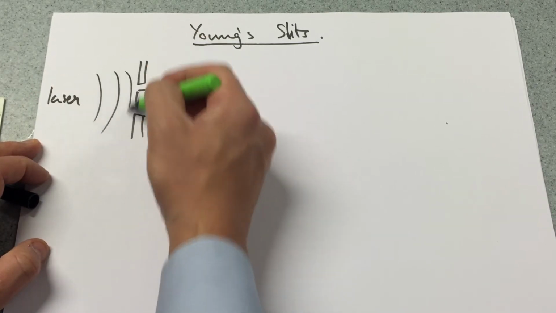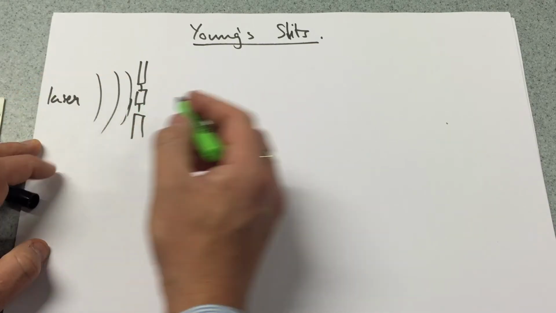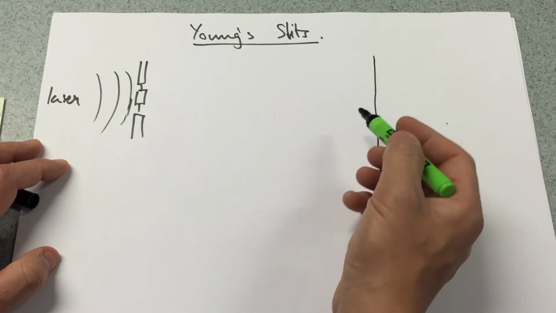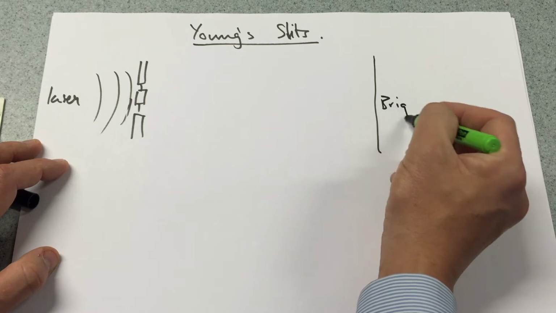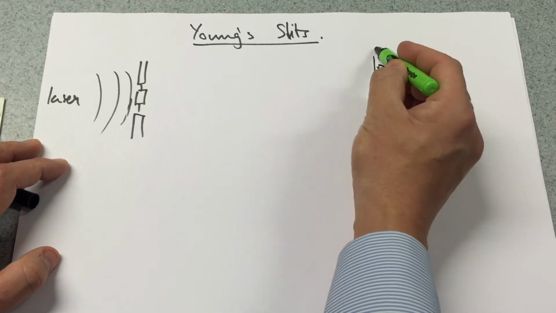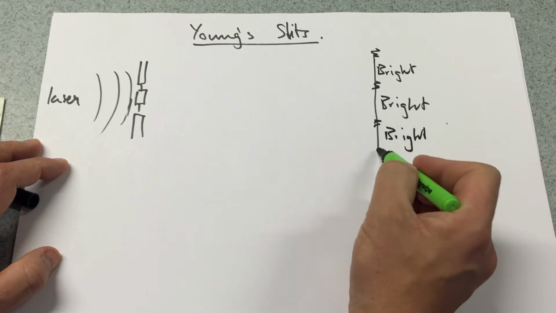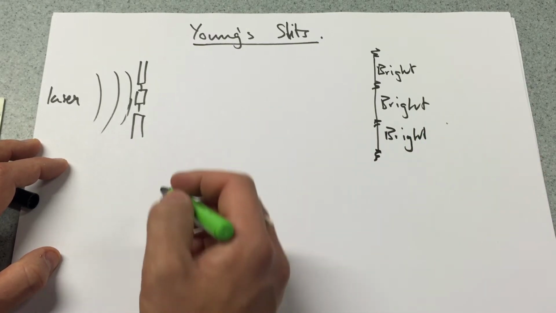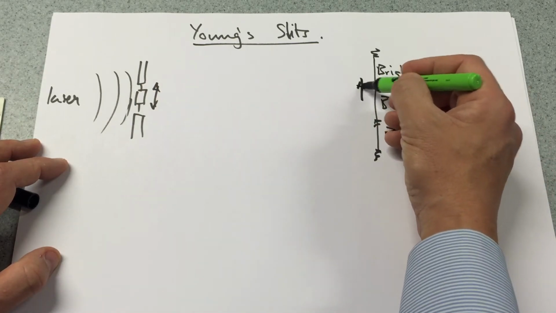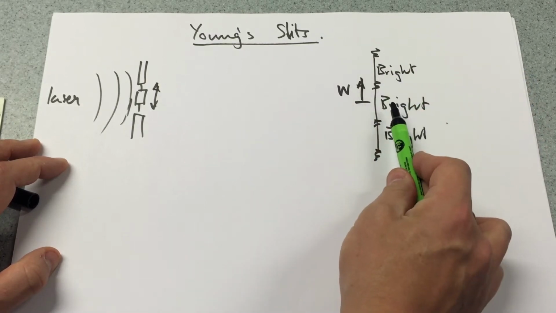The laser, of course, is going to produce light. That light, which is coherent, strikes these two slits at the same time. And then much further down here, we have a screen on which we're going to see bright patches, let me write bright first, and then dark patches. Bright, dark, dark, bright, dark.